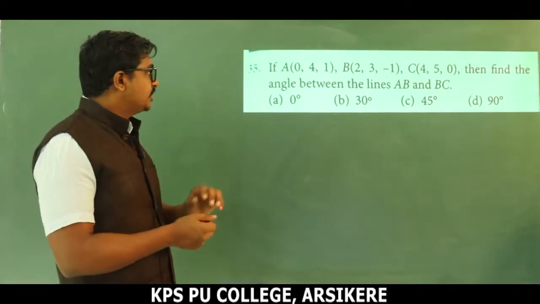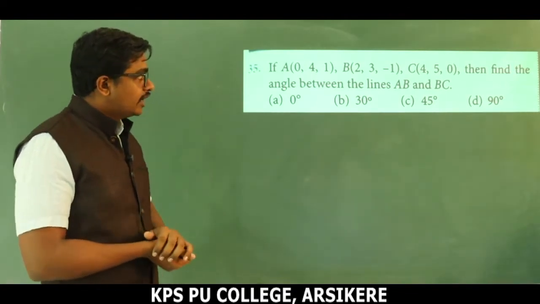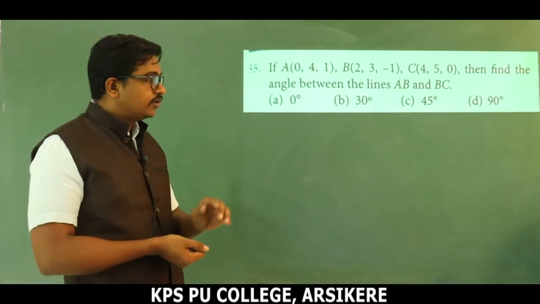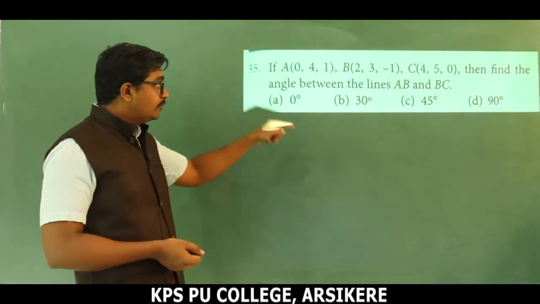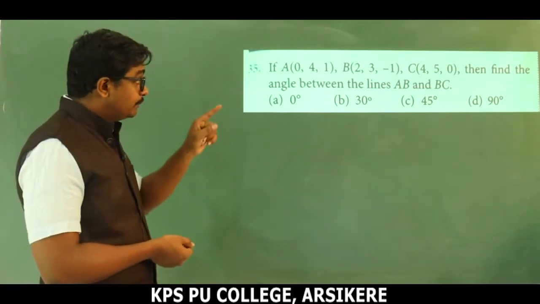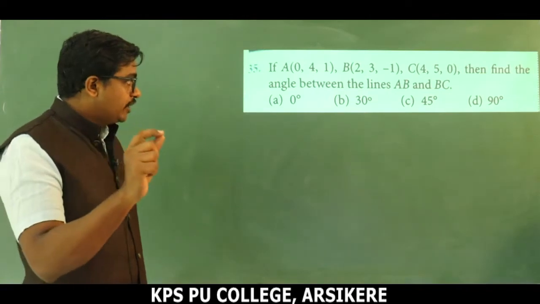If A is (0, 4, 1), B is (2, 3, -1) and C is (4, 5, 0), they are given 3 points. Then find the angle between the lines AB and BC.